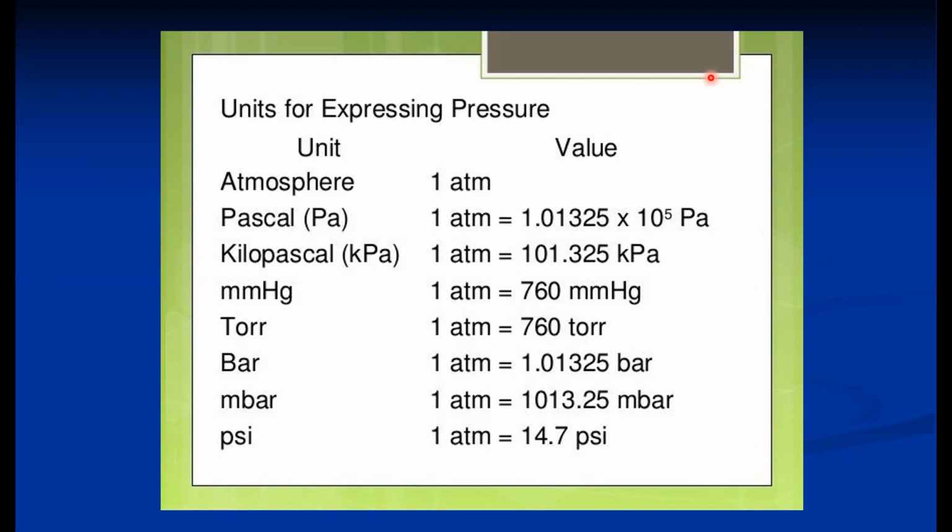Then kilopascal, it may be expressed in mm of Hg. It may be expressed in torr, in bar, millibar. So millibar is 10 raised to 3. 1 bar is equal to 10 raised to 3 millibar. To be precise, 1 atmosphere is 1013.25 millibar. Then PSI: commercially, most of the systems are provided with this PSI unit, that is pounds per square inch. So 1 atmosphere is equal to 14.7 psi.